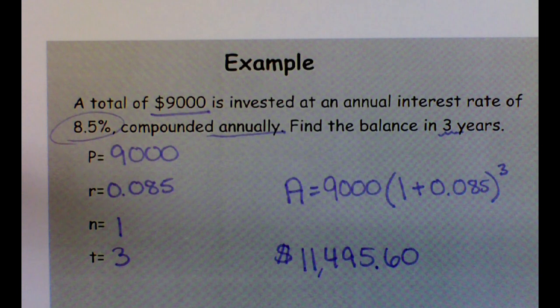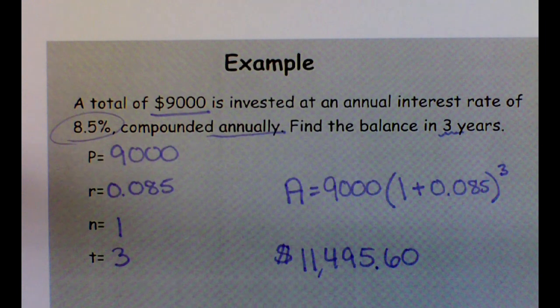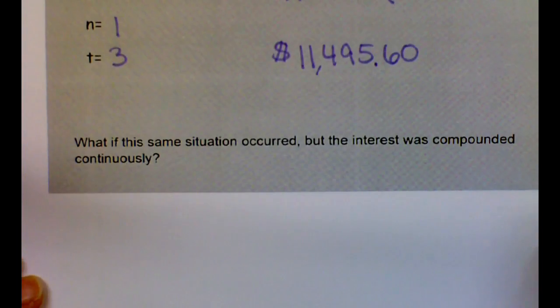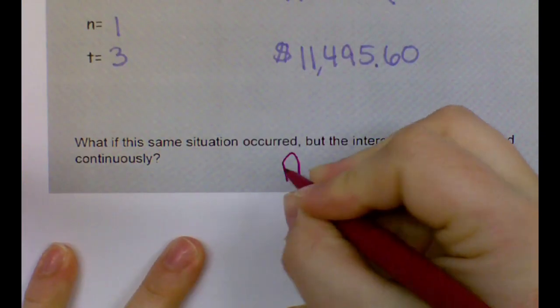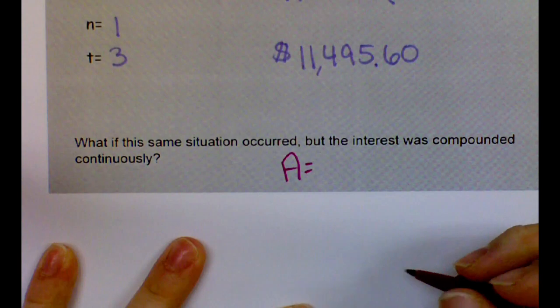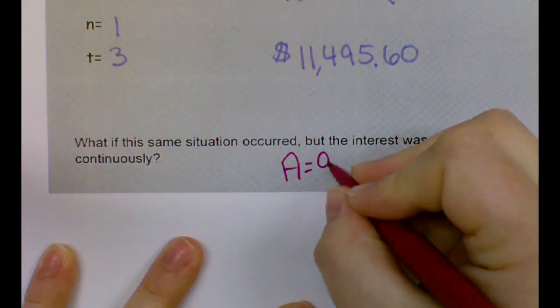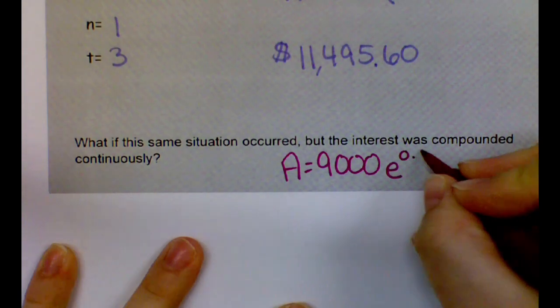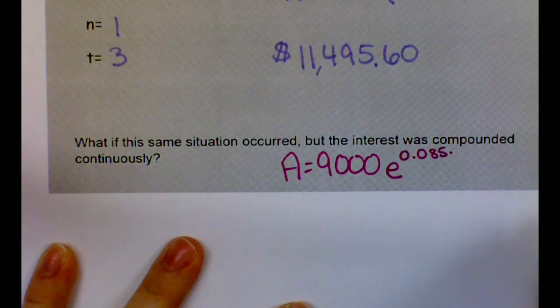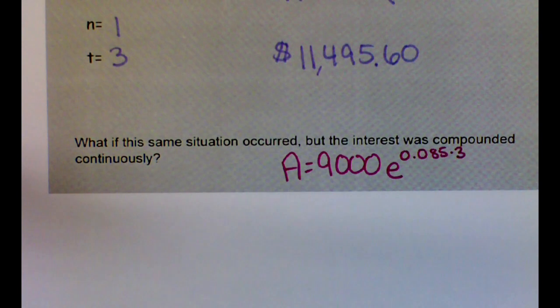$11,495.60 after 3 years. It's a pretty good return on your investment. Well, let's deal with the same situation, but compounded continuously. For continuous compounding, A equals P e to the rt power. Our principal is still 9,000. The rate r is 0.085 still. T is 3 for 3 years.